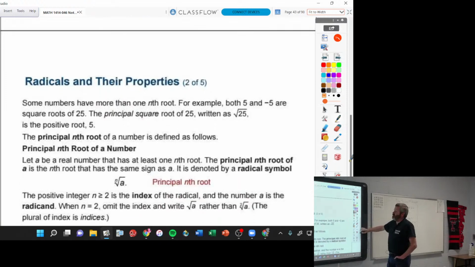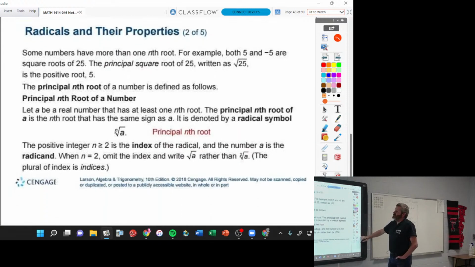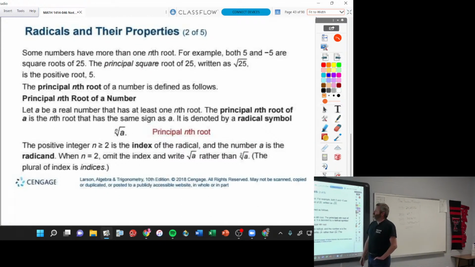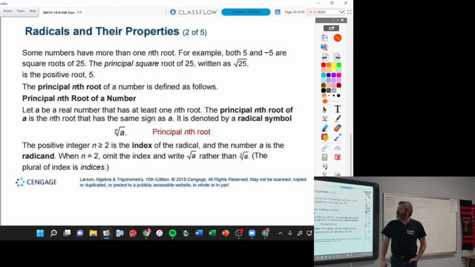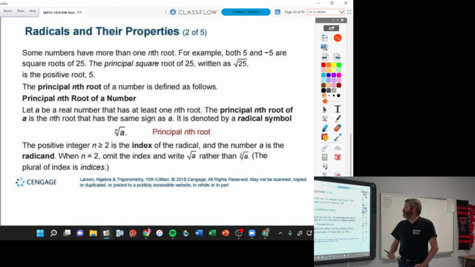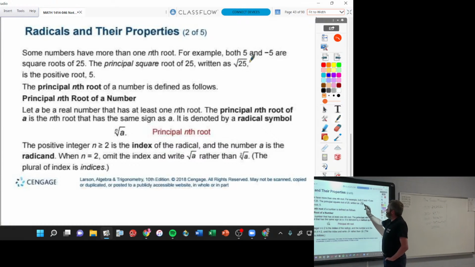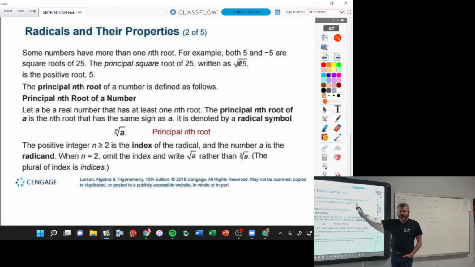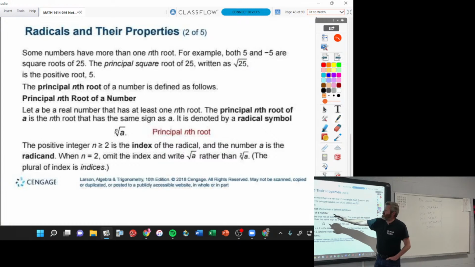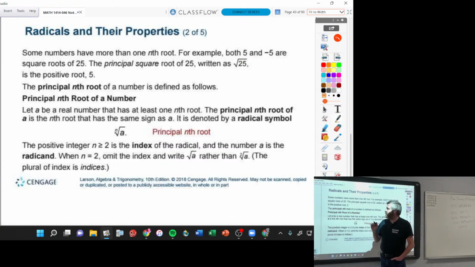Some numbers have more than one nth root. For example, both 5 and negative 5 are square roots of 25. The principal square root of 25 is the positive 5. So if I write the square root of 25, I am asking for the principal square root of 25, which is the positive root, 5.